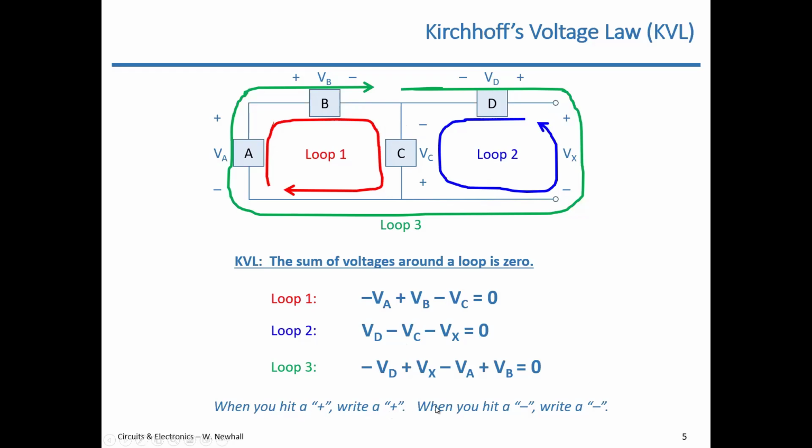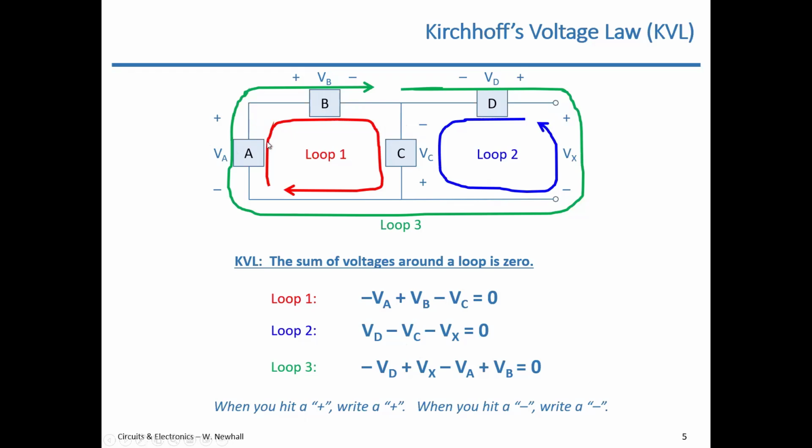When I hit a plus, I write a plus. When I hit a minus, I write a minus. Following that plus or minus, I write the value, whatever's in between those polarity symbols, and I think you can't go wrong. Okay, so let's give that a shot.